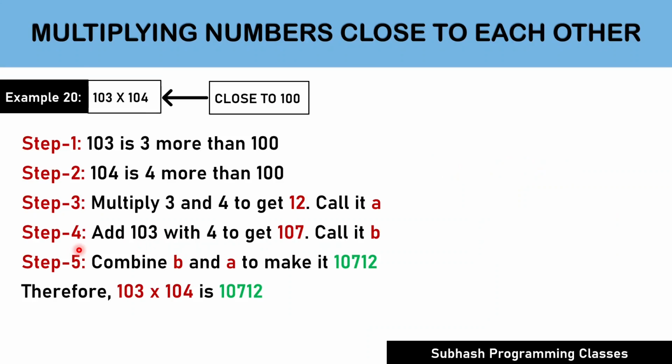If you find this calculation quite difficult, then I will show you one more method. The same problem that we solved earlier can also be solved mentally as shown in the slide. We have numbers that are close to 100 that need to be multiplied. Then just remember or memorize these steps.